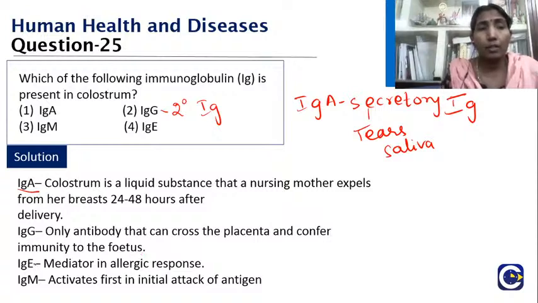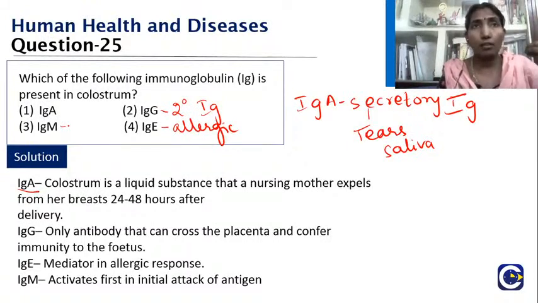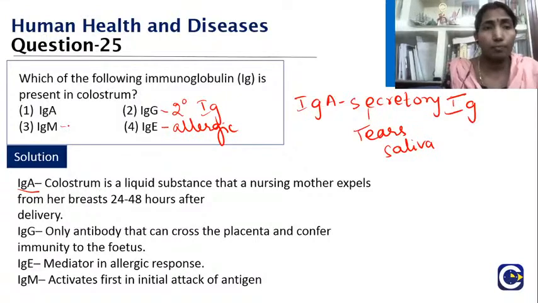Coming to IgE, it is the one responsible for allergic reactions, hypersensitivity reactions and all that. IgM is the antibody that will be produced during the primary immune response. For example, when a pathogen enters us, the first antibody produced will be IgM. Now it would have recognized your pathogen and the thing would subside. Once the same thing attacks a second time, there will be a mounted response, which will be done by your IgG. So you are all right, the answer is IgA.